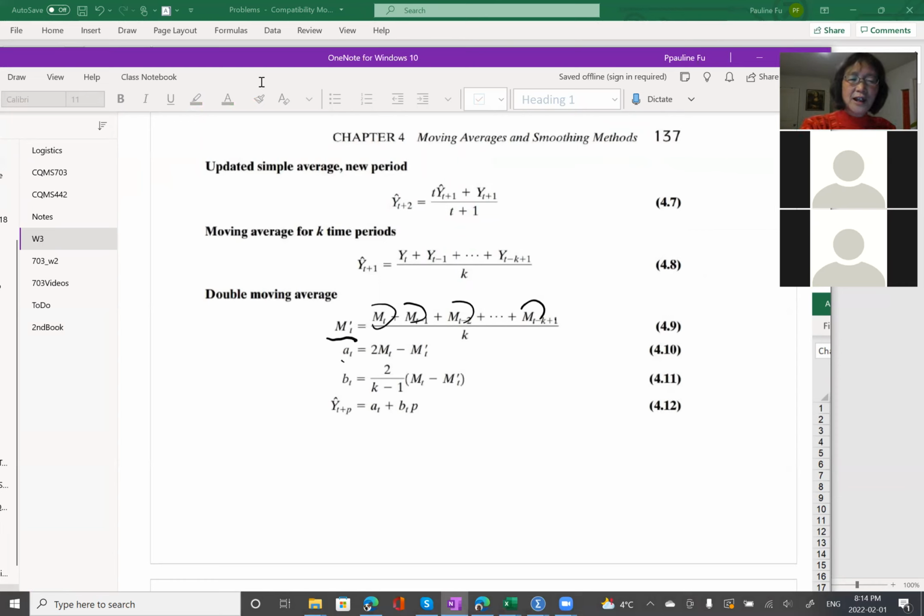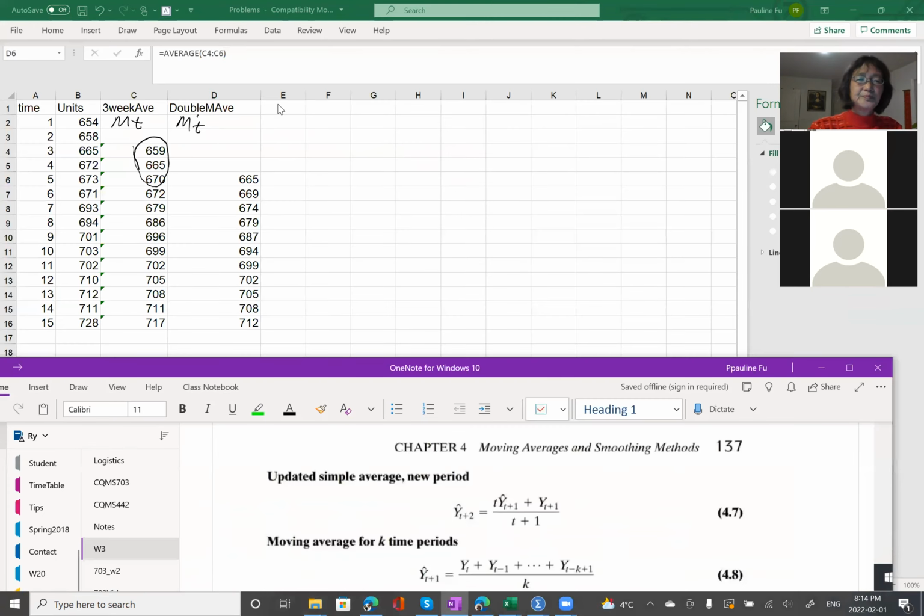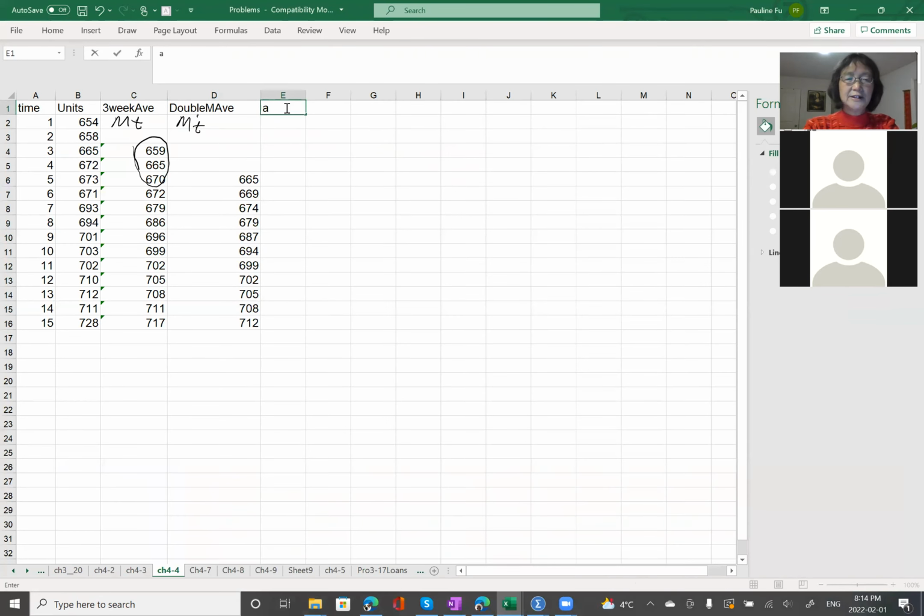Next, you are going to calculate this guy, AT. AT is 2 times MT minus MT prime. So this is what we are going to do, AT. And then you also need to calculate BT. Why do we need AT, BT? Because we want to build a forecast model. This is our model. And in this model, you need AT, you need BT. All right, so let's calculate AT.